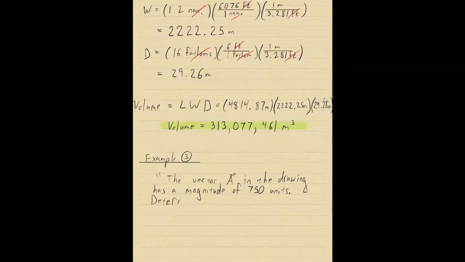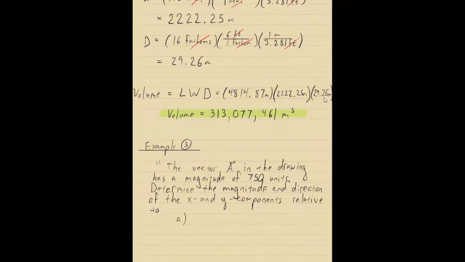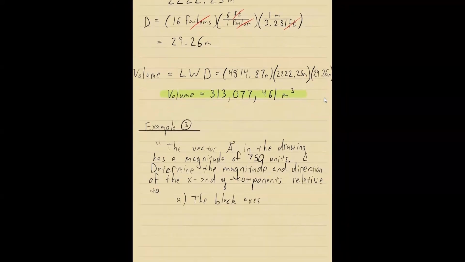So determine the magnitude and direction of the X and Y components relative to, so part A says the black axes, and part B says relative to the red axes.